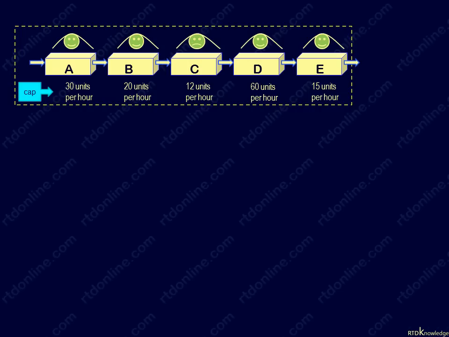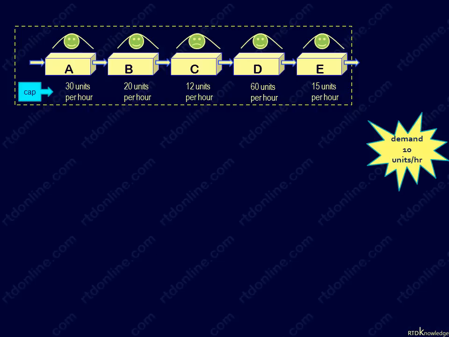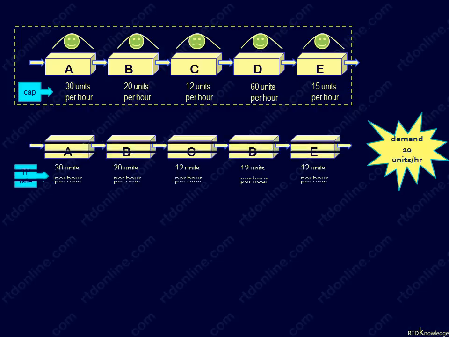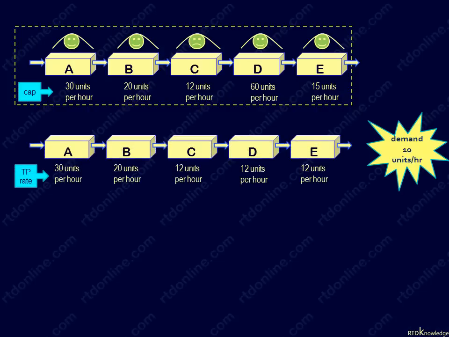Let's now try to visualize our two production systems. Let's start with our original 5-station process with their capacities indicated here. Suppose demand is 10 units per hour. Let's see a make-to-stock case in which everyone tries to produce according to their capacity. See what happens to their actual or throughput rates.